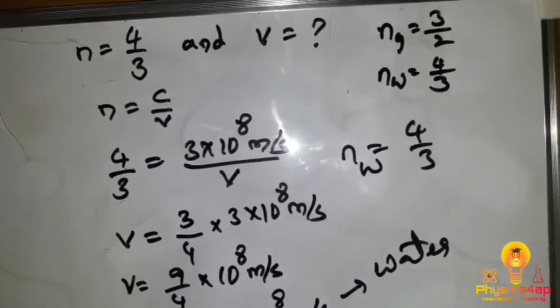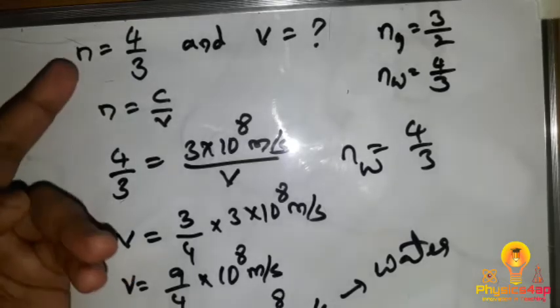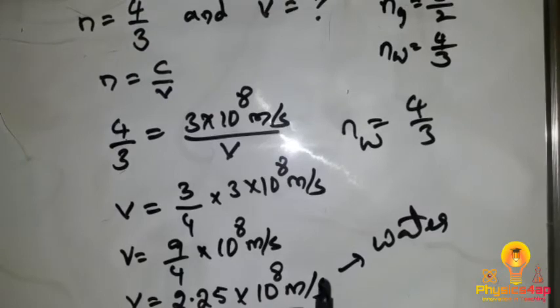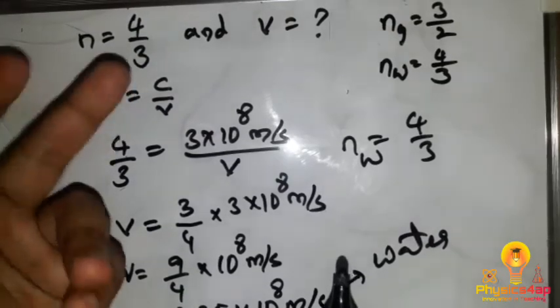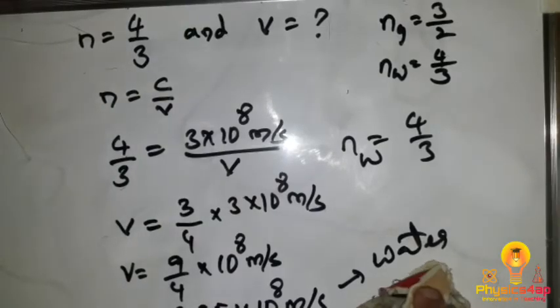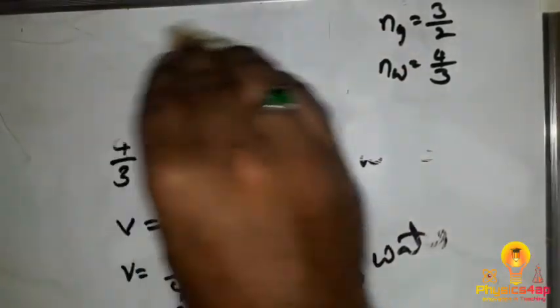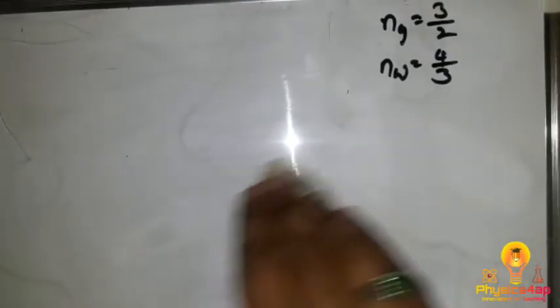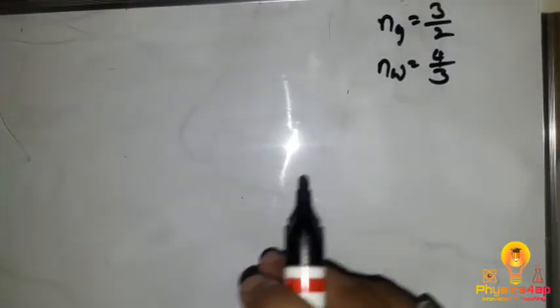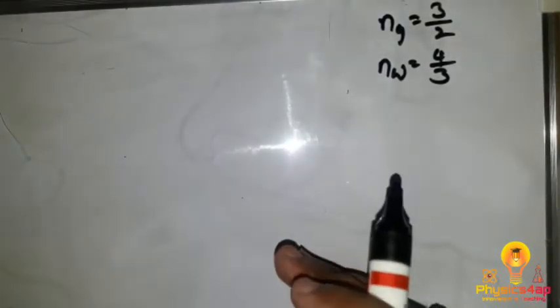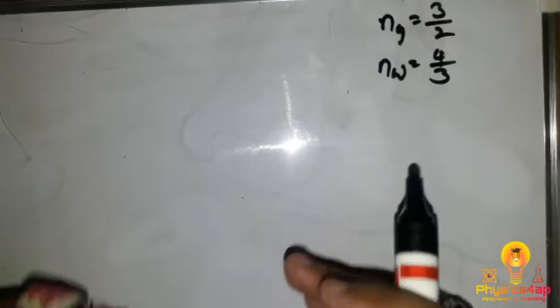Now, is it clear? This is another type of numerical where they give the refractive index and we have to find the velocity, and in some cases they will give the velocity of light and we have to find the refractive index. For example, let us compare. As I told you, the refractive index gives information about the rarer medium and the denser medium, and also about the velocity of light, how much it traverses.